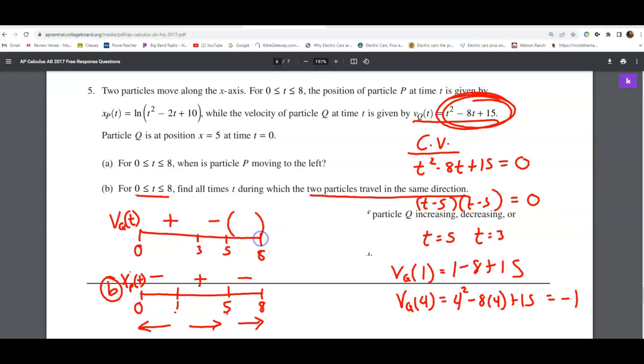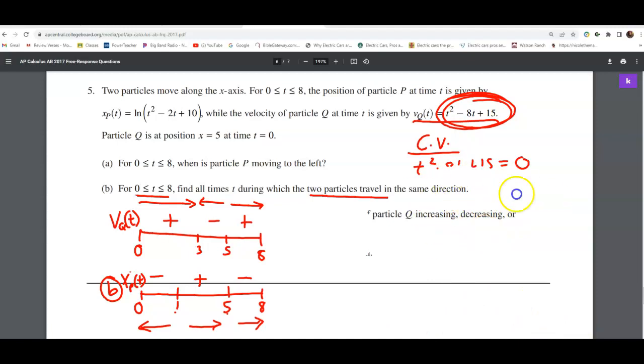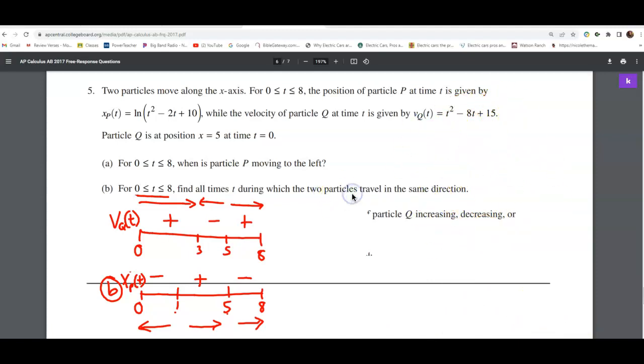And then finally for my last interval, I'm going to plug in 6. Let's see, that's 36 take away 48, so that's negative 12 plus 15, that's 3, so that's a positive. So the particle Q is moving to the right on this interval, and then it's moving left on this interval, and then it's moving right on this interval. Now, the question is asking us, on what intervals are they moving in the same direction? In other words, when are they both moving to the left, or when are they both moving to the right?